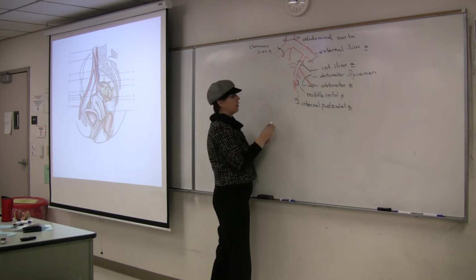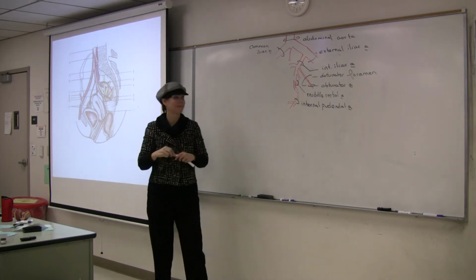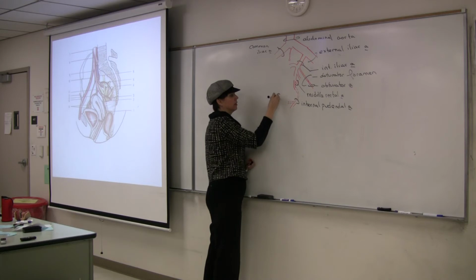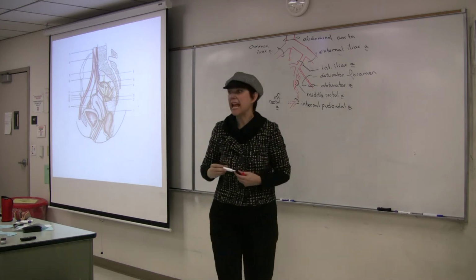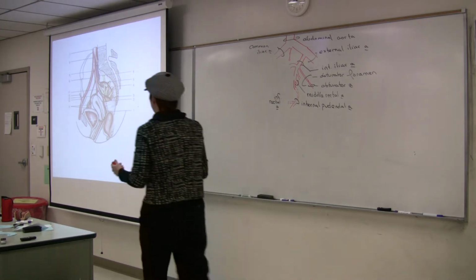And it's going to continue forward towards the penis and towards the clitoris. But branches from it will go to the anal canal and will be the inferior rectal artery. And you'll see exactly the same pattern in the veins, but in the reverse. Okay?